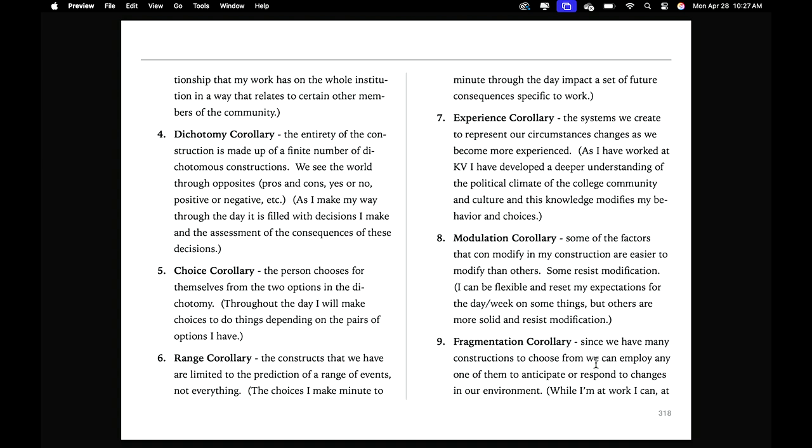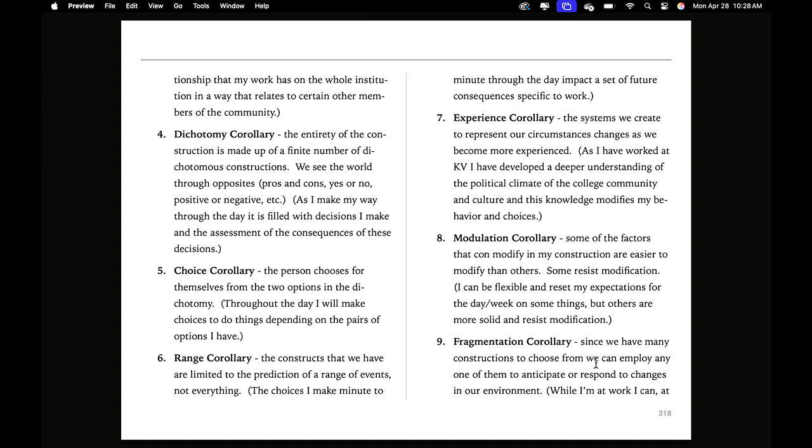Experience corollary. We create this to represent how our circumstances change as we become more experienced. As I put in there, my knowledge of the political climate and college community and culture have greatly been changed the longer I work there.